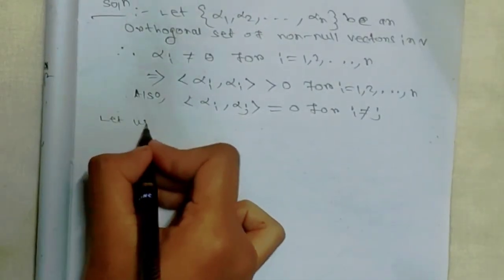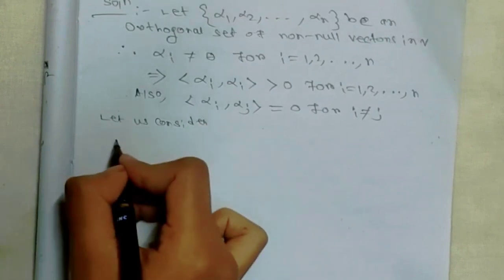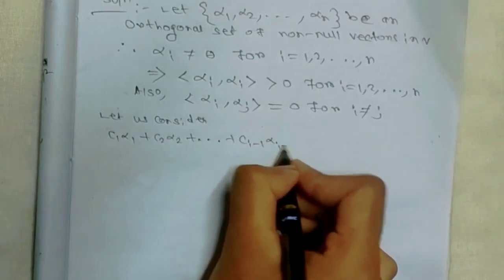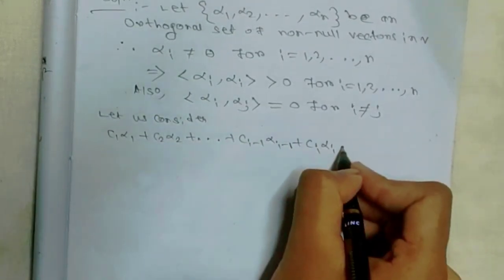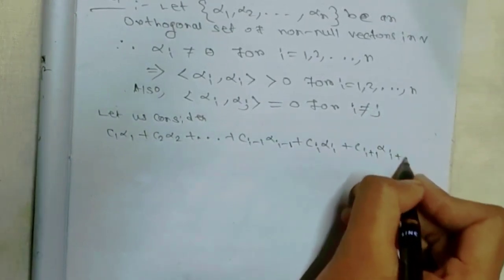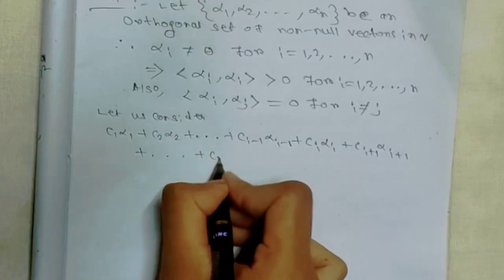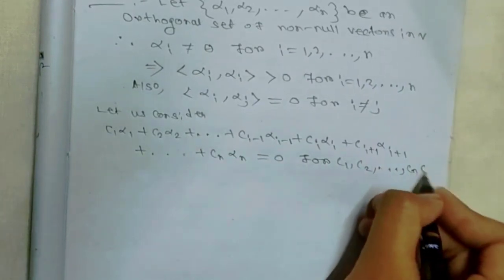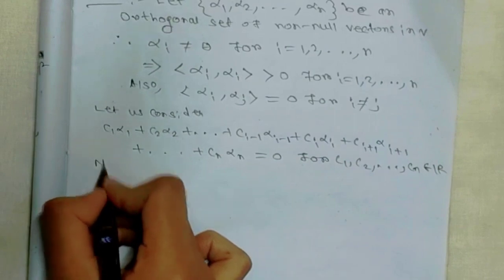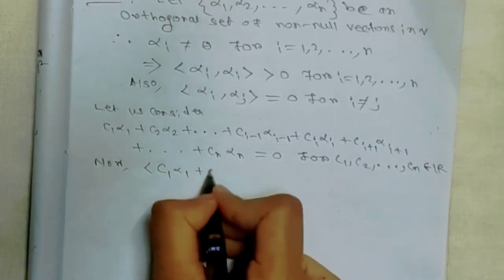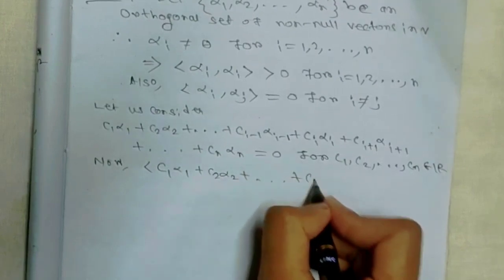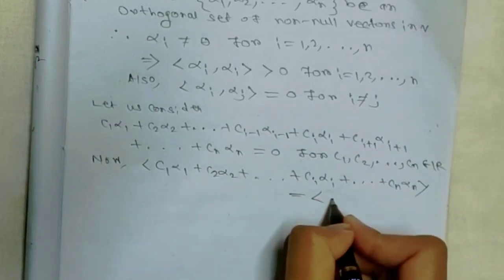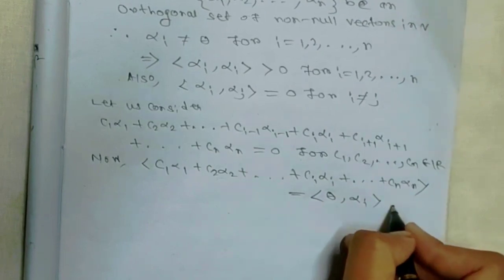Now let us consider c1 alpha 1 plus c2 alpha 2 plus ... plus c(i minus 1) alpha (i minus 1) plus ci alpha i plus c(i plus 1) alpha (i plus 1) plus ... plus cn alpha n equals 0, for c1, c2, ..., cn belonging to the real numbers. Now the inner product of c1 alpha 1 plus c2 alpha 2 plus ... plus ci alpha i plus ... plus cn alpha n, with alpha i, equals the inner product of theta, alpha i, which equals 0.